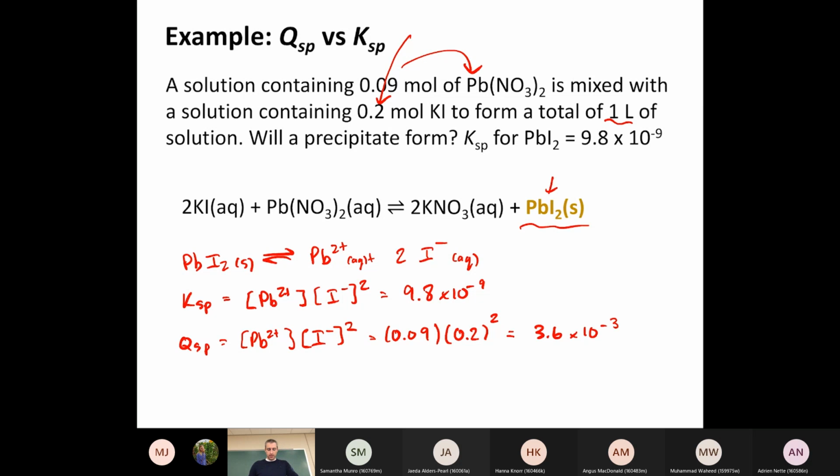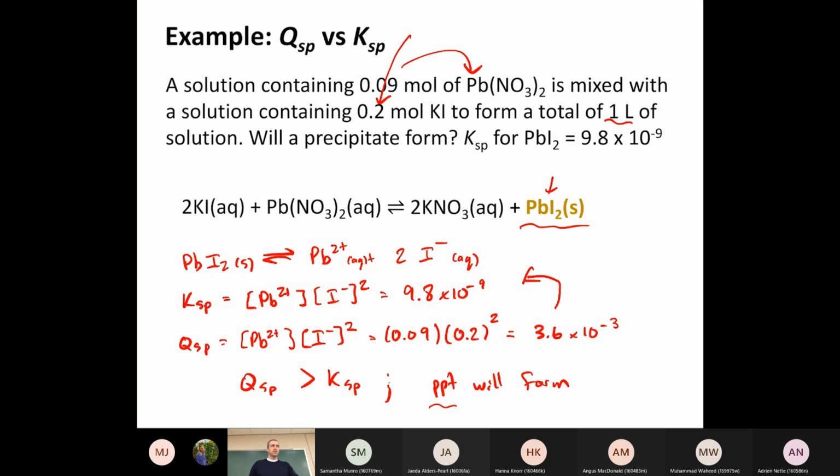Okay, so we calculated Qsp, and we can compare that to our Ksp. And hopefully you agree with me that the Qsp here is a much larger number than the Ksp. So because Qsp is bigger than Ksp, that means this is supersaturated. That means a precipitate will form. Funny, PPT is commonly used for precipitate, but I realize it's also a PowerPoint file. But no, precipitate will form because Qsp is greater than Ksp. Great.